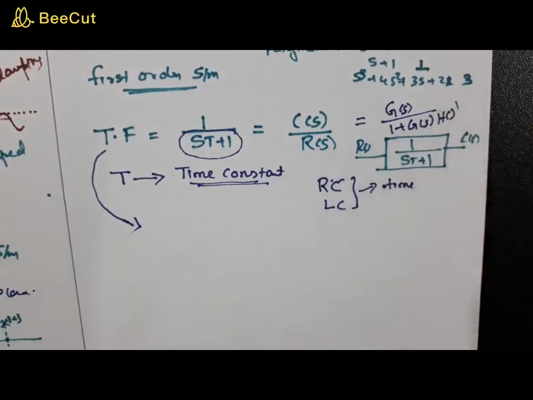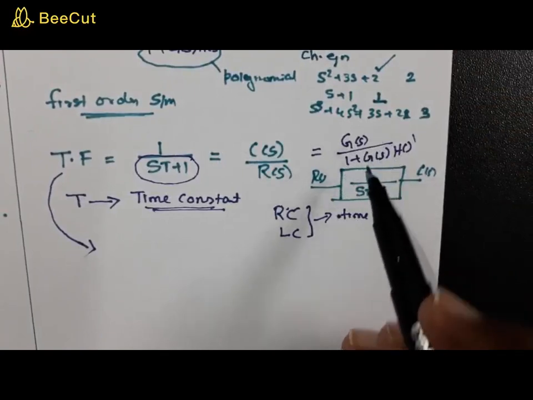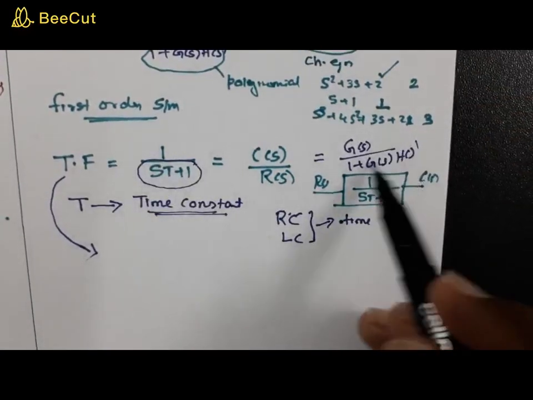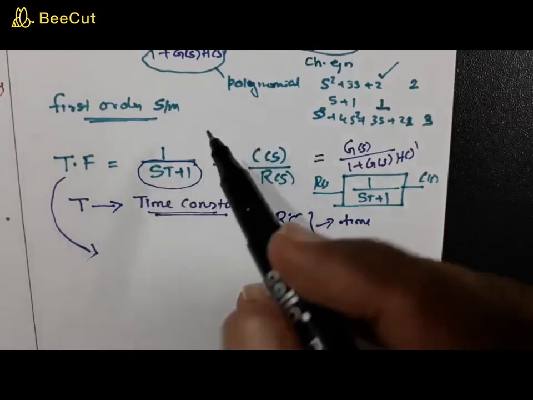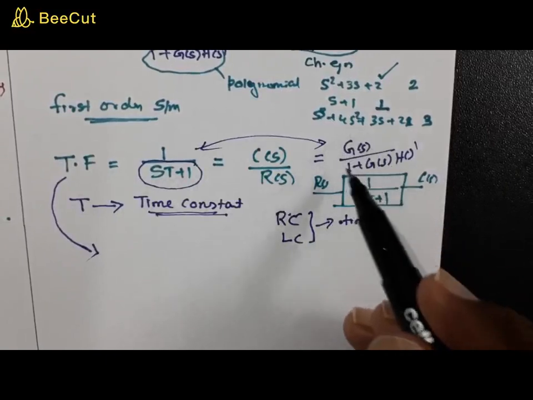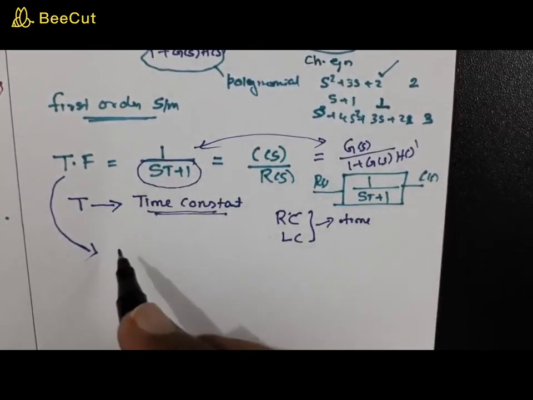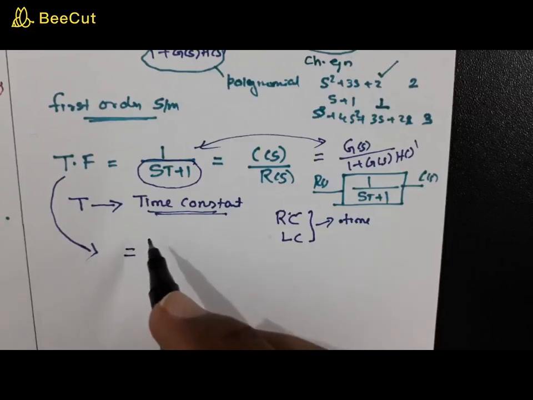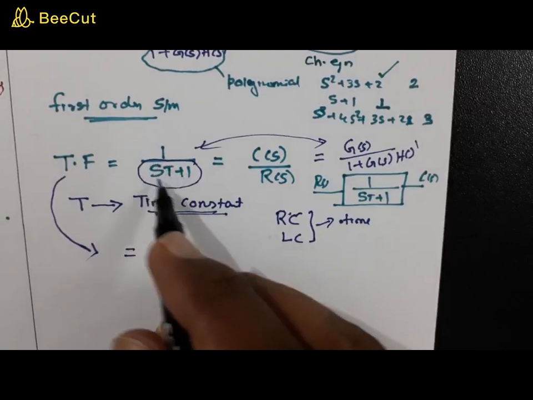Okay, so you need to convert this into this form. Now you have only 1 by 1 plus sT, and that is in no way comparable with this. So you can make this comparable by doing some manipulation on this transfer function. Now what if I take sT outside from this?